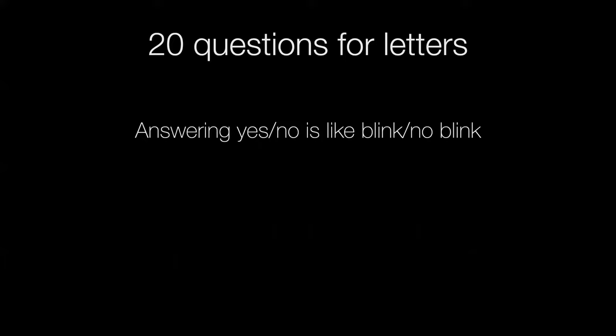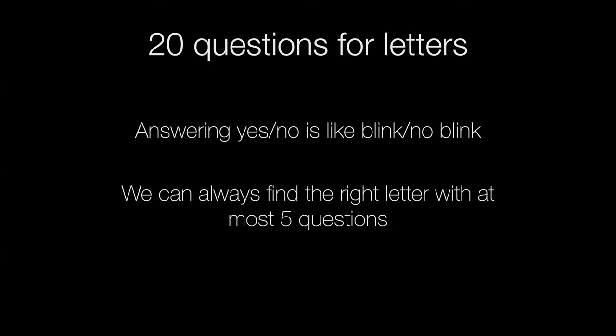So if we say that one blink is yes and no blink is no, okay, maybe we can play 20 questions with our friend Mr. Purdy, right? And here you see that we are going down to another basic brick of computer science, which is binary language, binary thinking. Yes, no, 1, 0, okay? That's key, okay? But keep that there. Okay, so if we substitute yes and no with blink, no blink, we can always find the right letter with at most 5 questions, okay? This is guaranteed. And here comes in mathematics, okay?